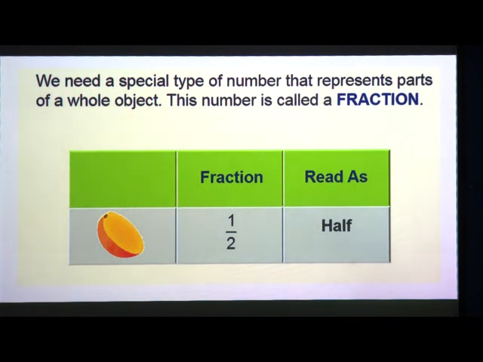So we need a special type of number that represents parts of a whole object. When this mango was 1, it was a whole mango, or we can say a whole object. But to get equal sharing among 2, this mango has been divided into 2 equal parts, that is half.